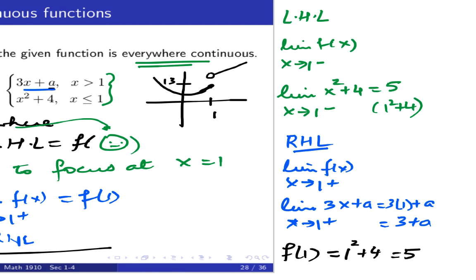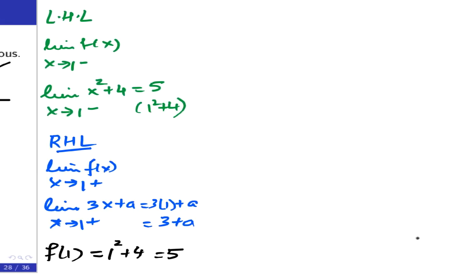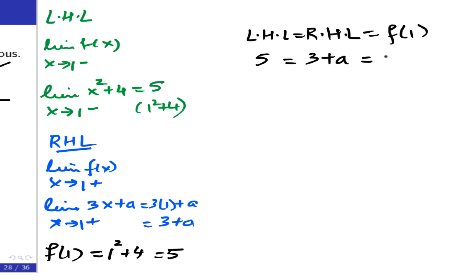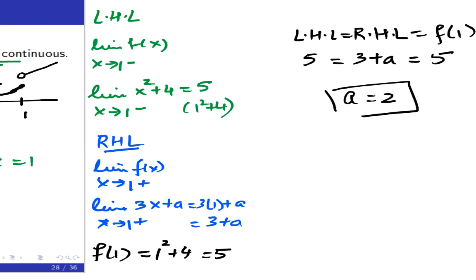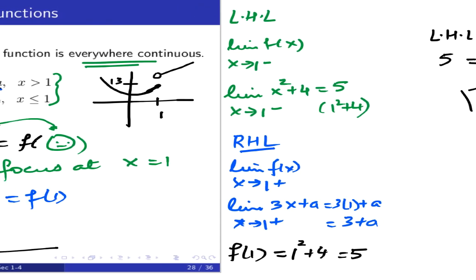So when you plug in the formula, what are we looking at? The left-hand limit equals the right-hand limit equals f of 1, which is basically 5 equals 3 plus a equals 5. So clearly, what value of a will make it 5? So a is 2. Okay, that's the answer, because that is the value 2 which will make the function continuous everywhere.